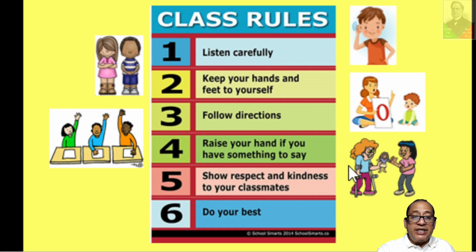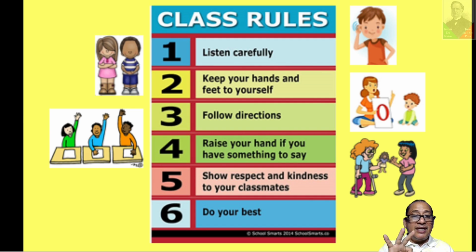They respect each other. Se respetan una a la otra. Okay? Respect. And they are kind, y son amables. They are sharing a doll. Están compartiendo una muñeca. They are taking turns too. Están tomando turnos para jugar con la muñeca. Look what they are doing. They are showing respect and kindness. They are sharing and they are taking turns.